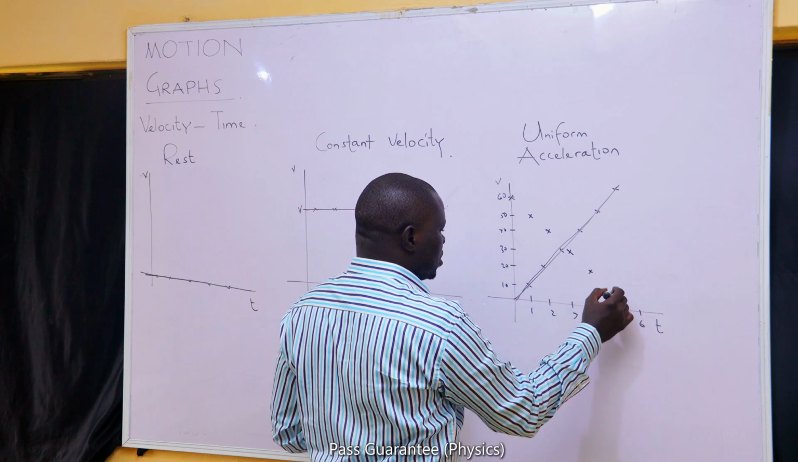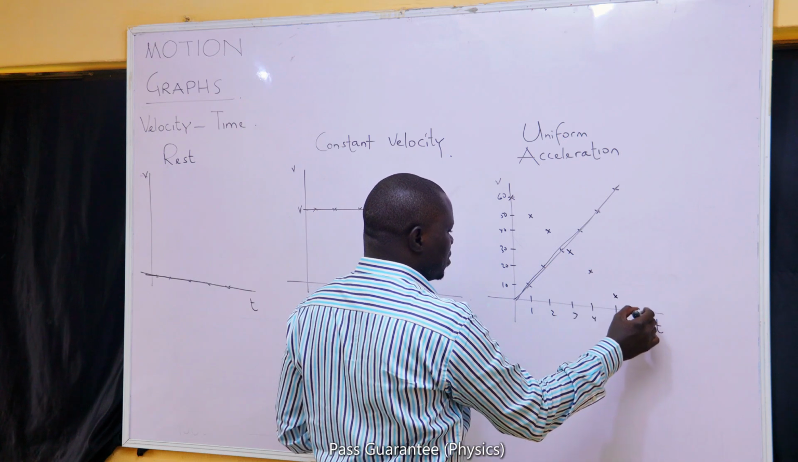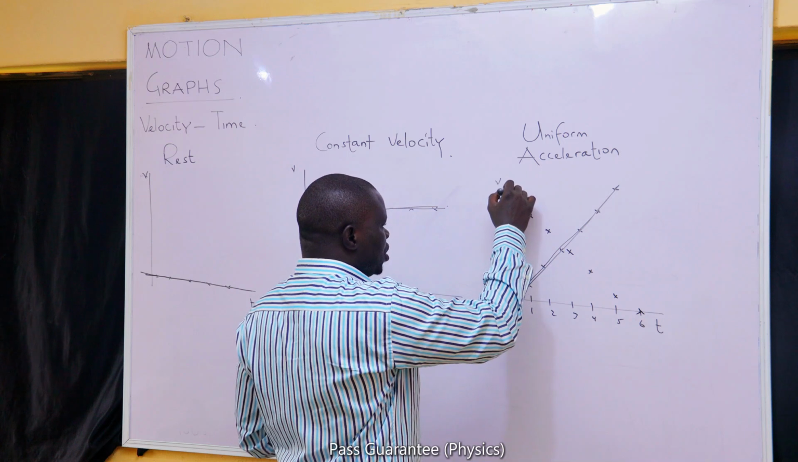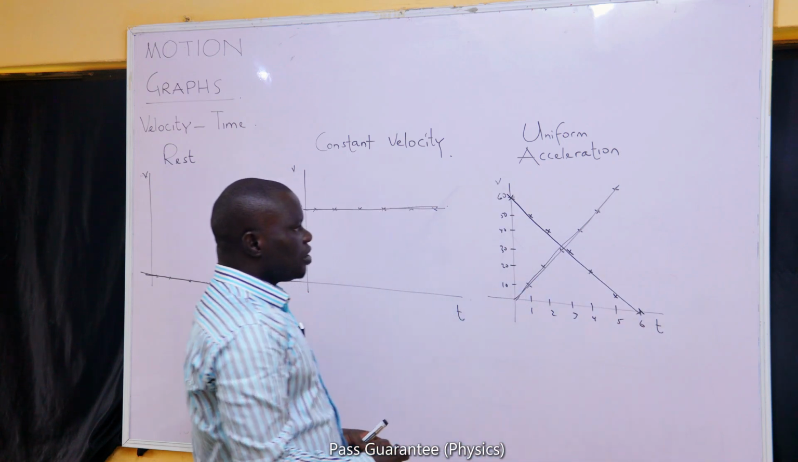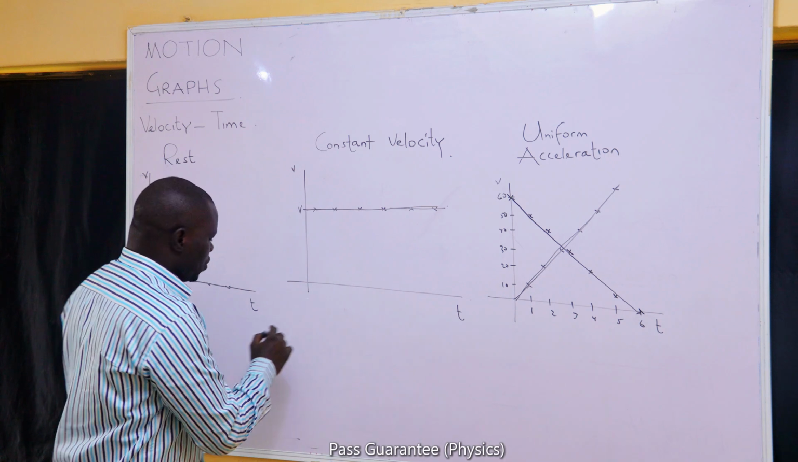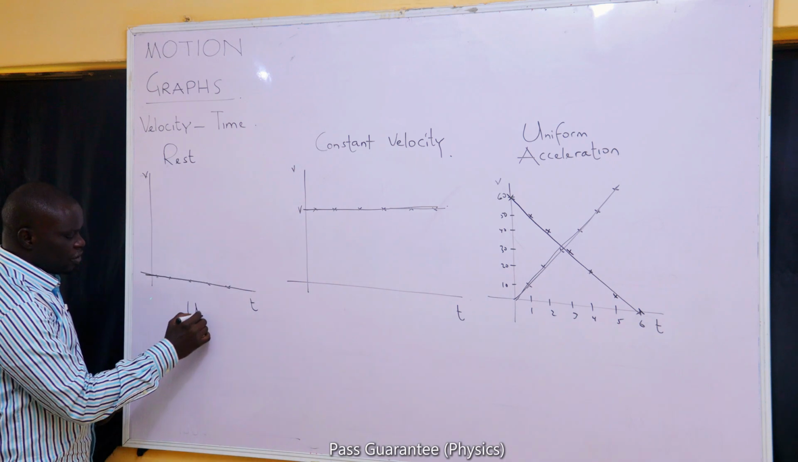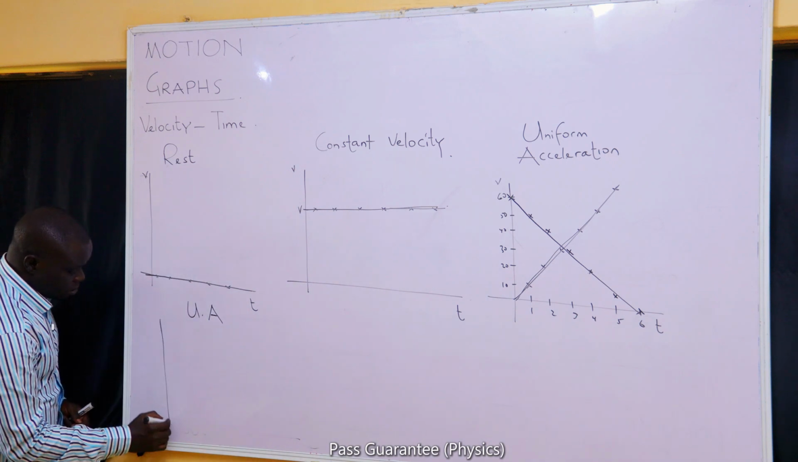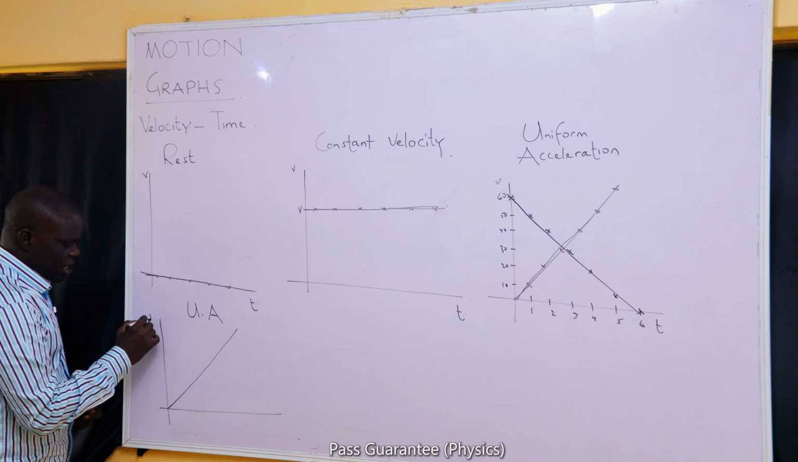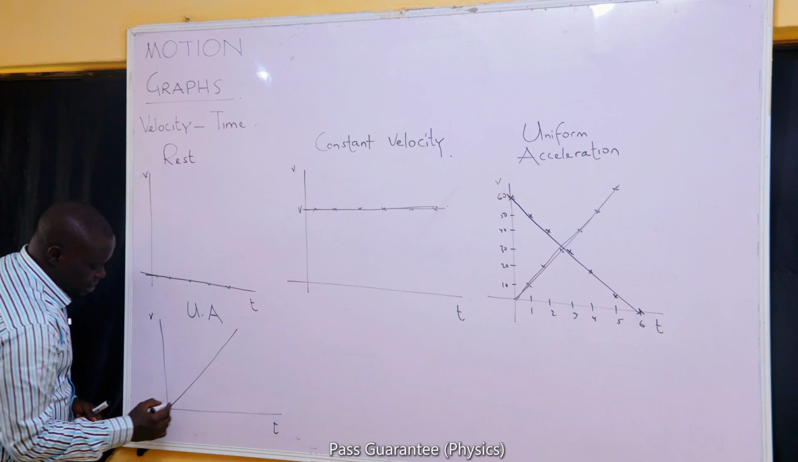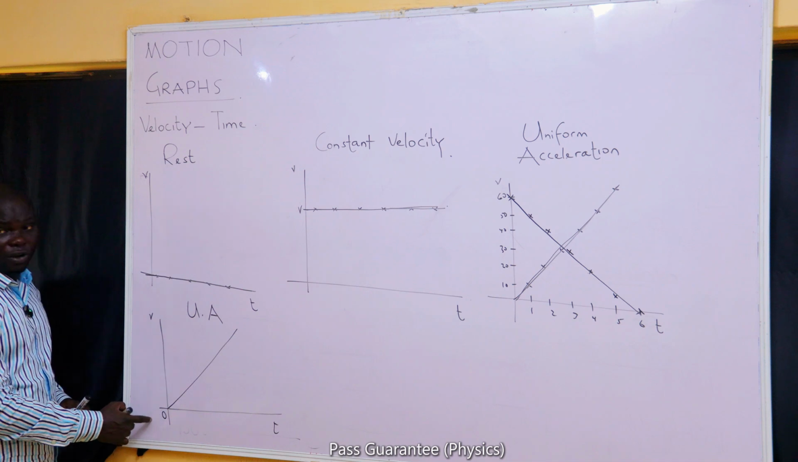After 5 seconds, it became 10. And after 6 seconds, it became 6. If we join that, this is how we show the velocity time graph of an object that is decelerating. So for a body that is moving with uniform acceleration, the velocity time graph is indicated with a straight line that is starting from the origin. That is, if it is starting from rest.